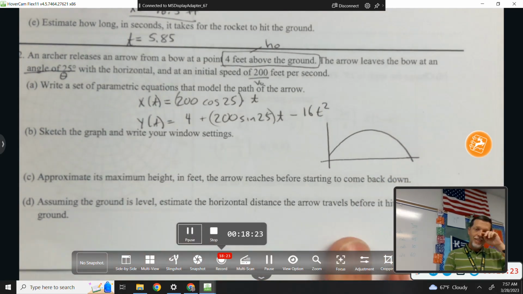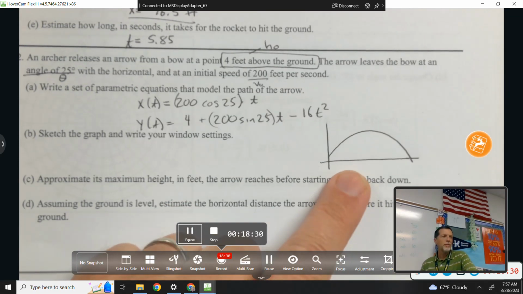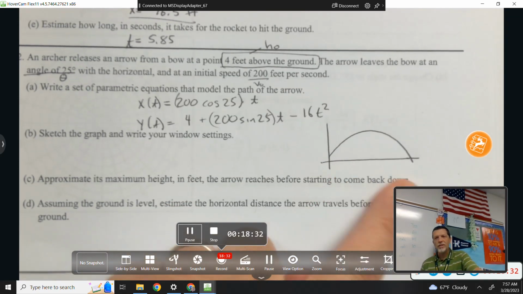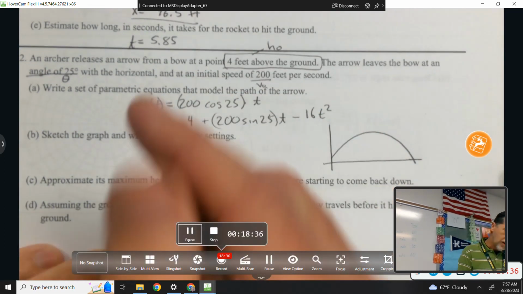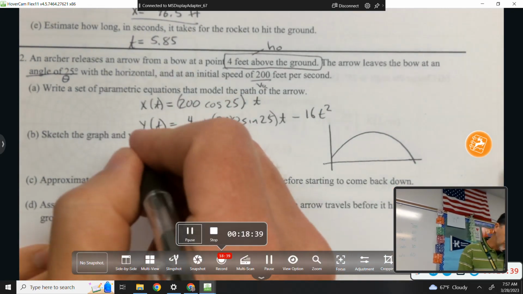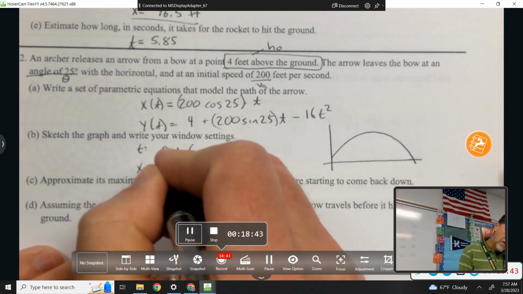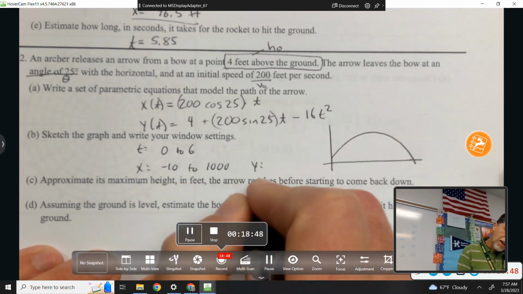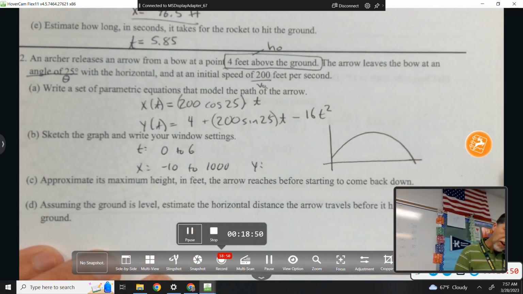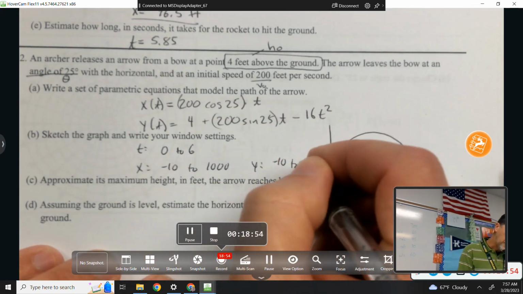Well, the reason you write your window settings is because all of your graphs basically are going to look like that, right? Because they're all going to be parabolas launched from somewhere, so they're all going to look pretty close to that. So window settings. I was still 0 to 6 for time. Negative 10 to 1,000 for x, excuse me, and negative 10 to 150 for y.